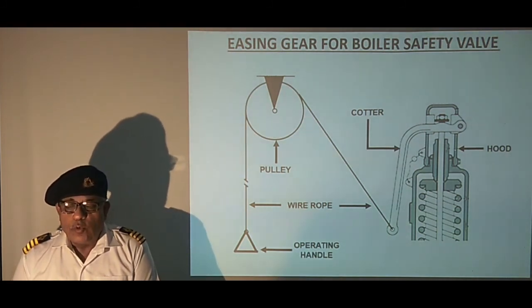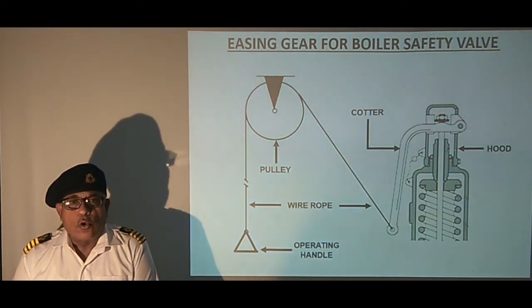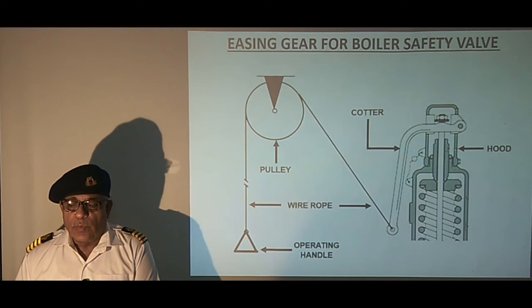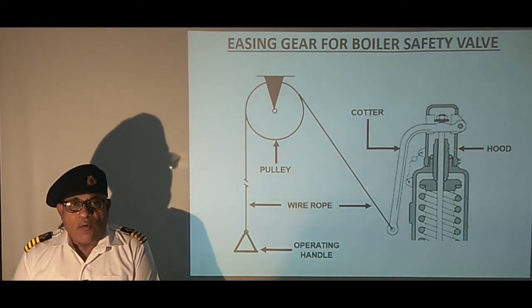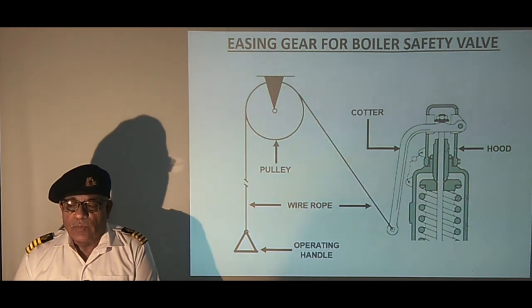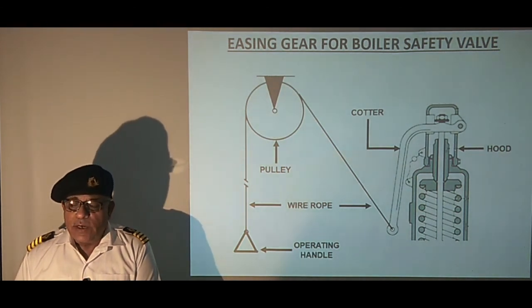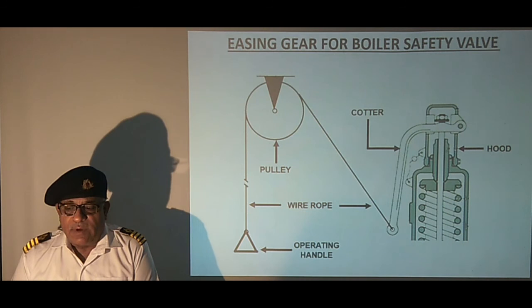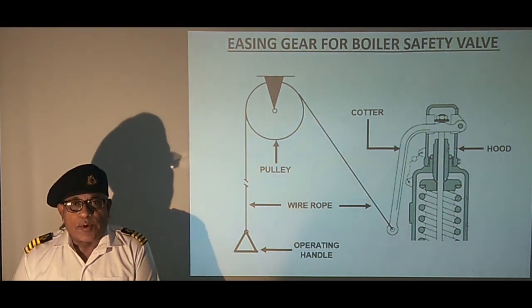Wire rope and pulley should be greased to prevent corrosion and ensure reliability. Easing gear should not be tested very often as it may result in leakage of safety valve and should be operated once in 3 months. And this completes the study of rules for safety valve, their setting and the emergency operation.